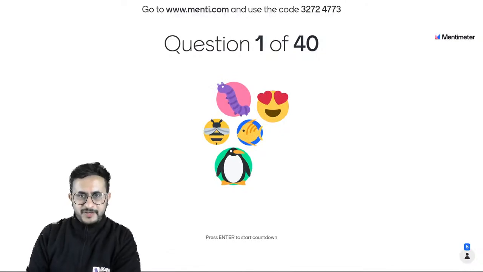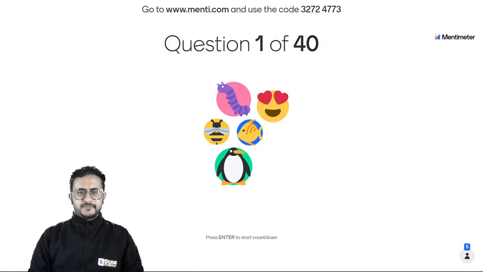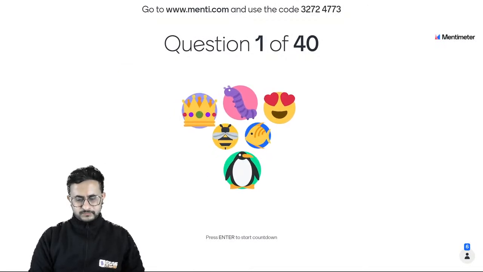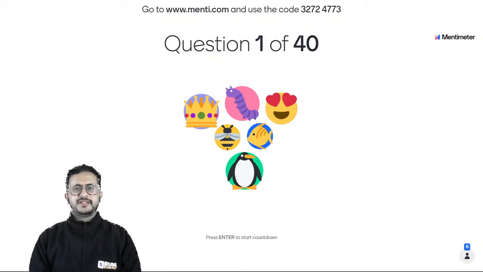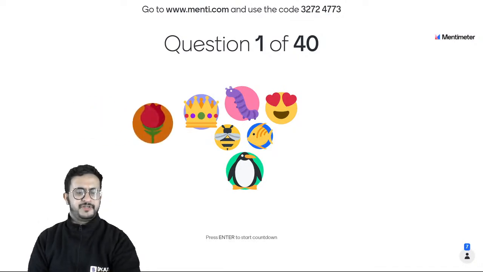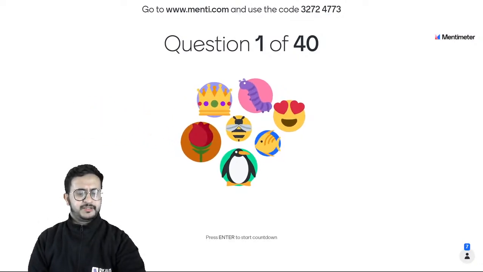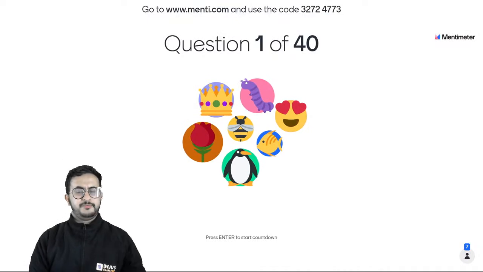Some 5-6 people have joined thus far. We'll have 40 questions and you will get 30 seconds to answer each of the questions. The faster you answer, the more points you get. You will get points for every correct answer, and the less time you take to answer those questions correctly, the more points you will get.